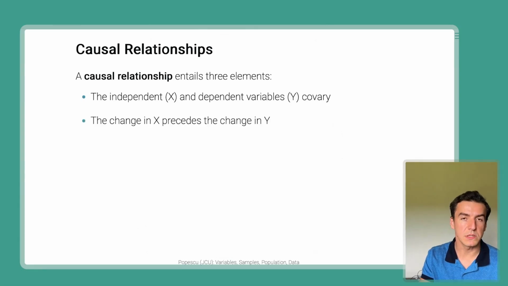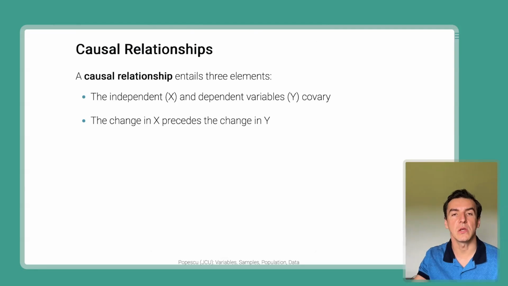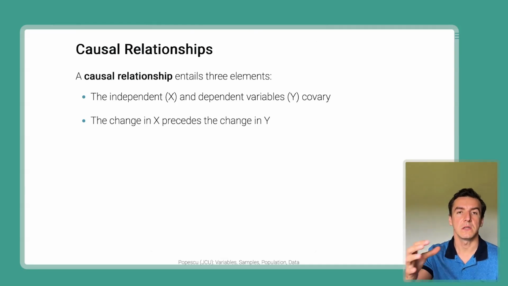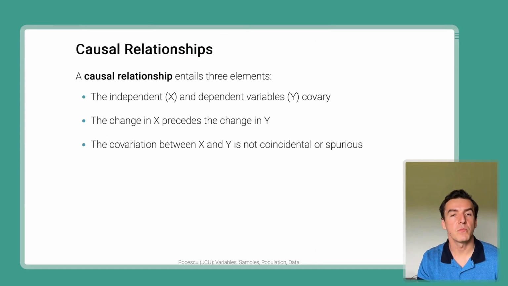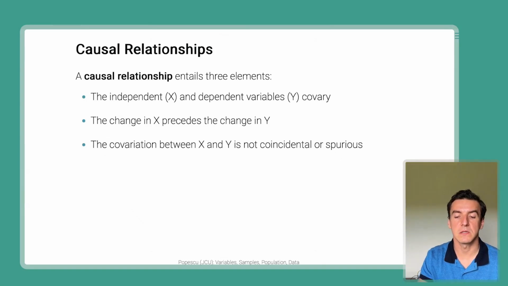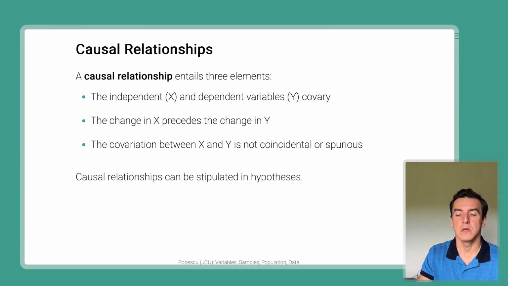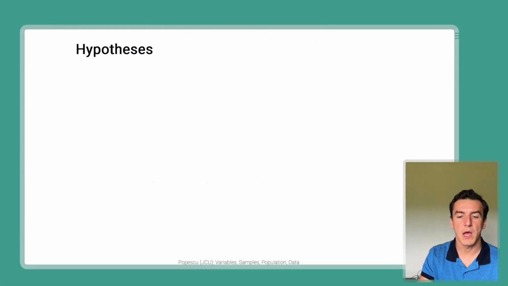What's really important, which makes this different from an association, is the fact that the change in x precedes the change in y. So this means that the change in x happens before the change in y. And then the other important criterion here is that the covariation is not coincidental or spurious. So causal relationships typically are stipulated in hypotheses.